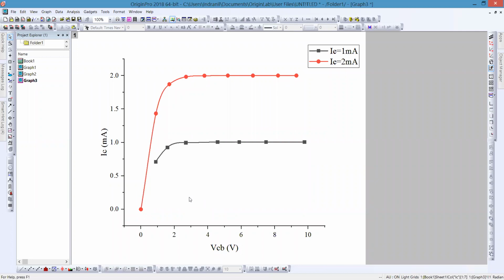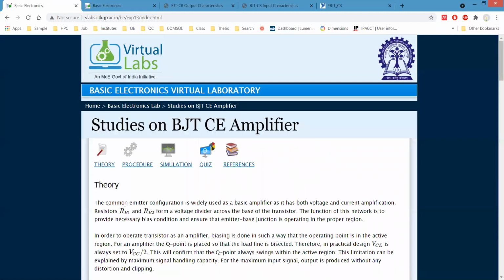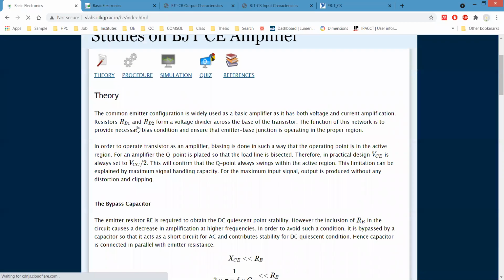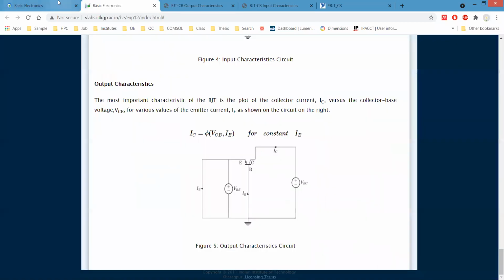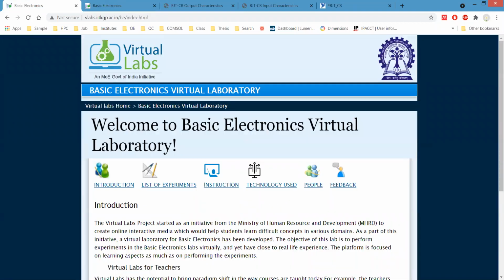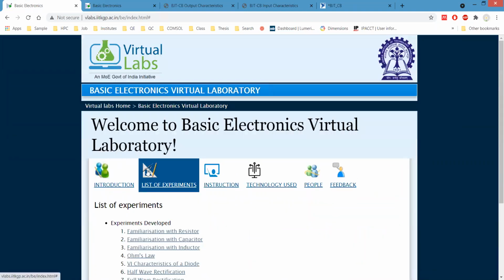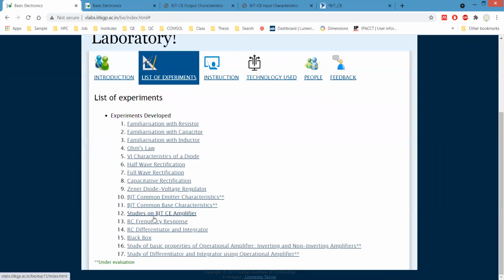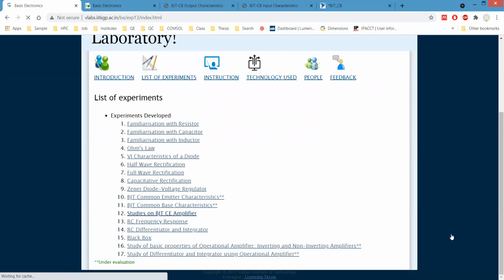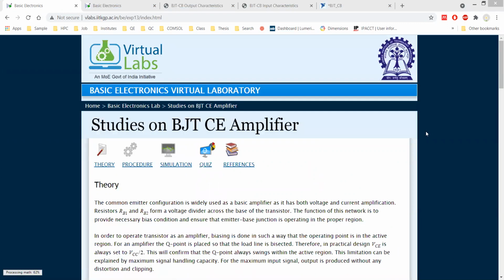In the next lab we'll have the common emitter as an amplifier. I think that was there. Yes, I think it is there only. And other things are not in our curriculum. So I think we have only the common emitter mode as an amplifier in the next lab. This one, BJT common emitter as an amplifier. Yes, CE as an amplifier. It is there.